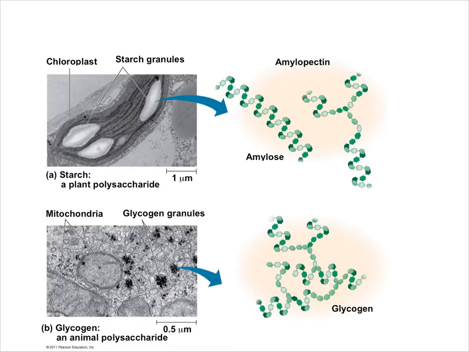Glycogen, on the other hand, has many branch points. So you can see this glycogen has a branch point here, and then there's another branch point here, and another branch point here, and another branch point here. So you might start a glycogen with just one chain, but by the time it branches off and branches off and branches off, you might have many, many, many ending points.